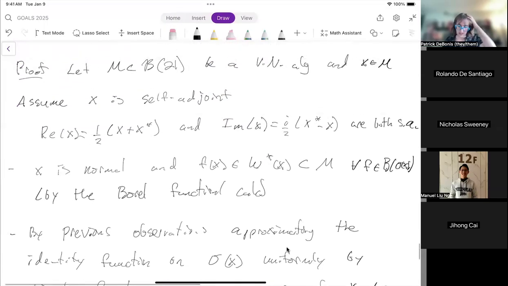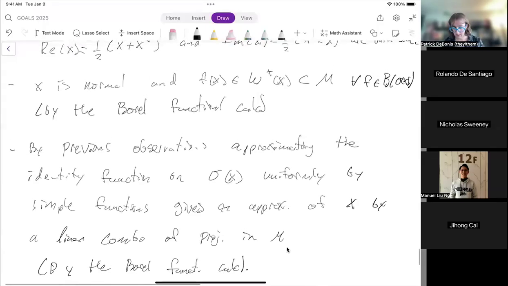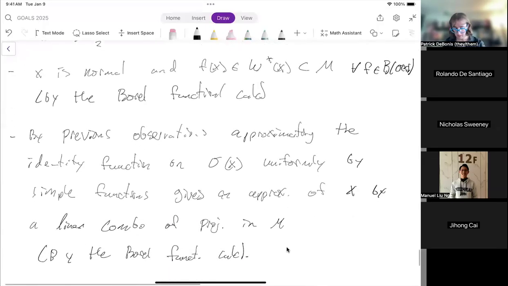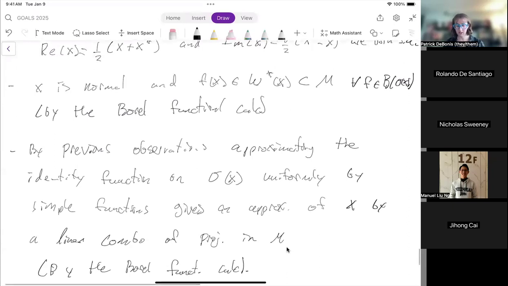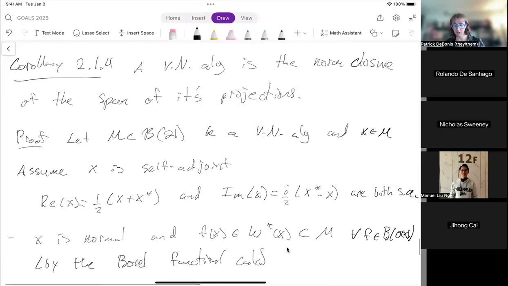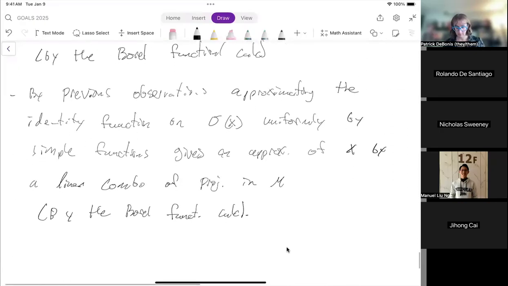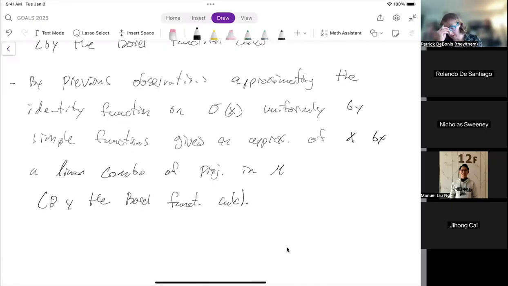And so what this says is that since any operator in your von Neumann algebra can be approximated uniformly by simple functions and a linear combination of projections, the projections are dense inside your von Neumann algebra, which is very, very nice. It lets us use projections to prove things about von Neumann algebras a lot.